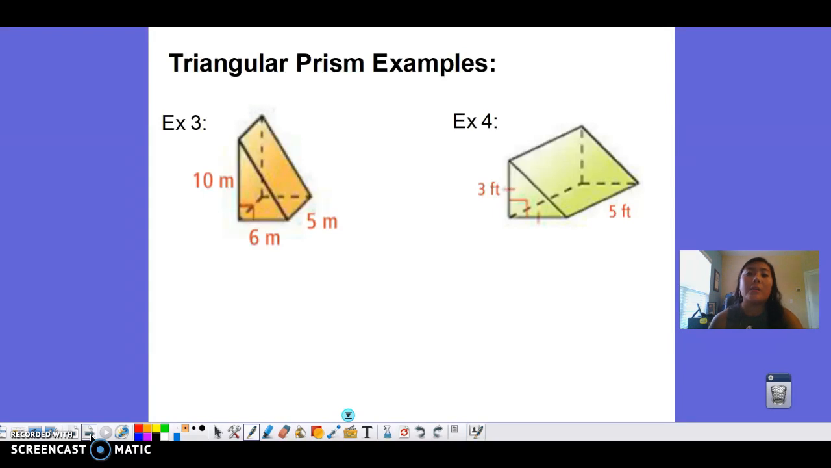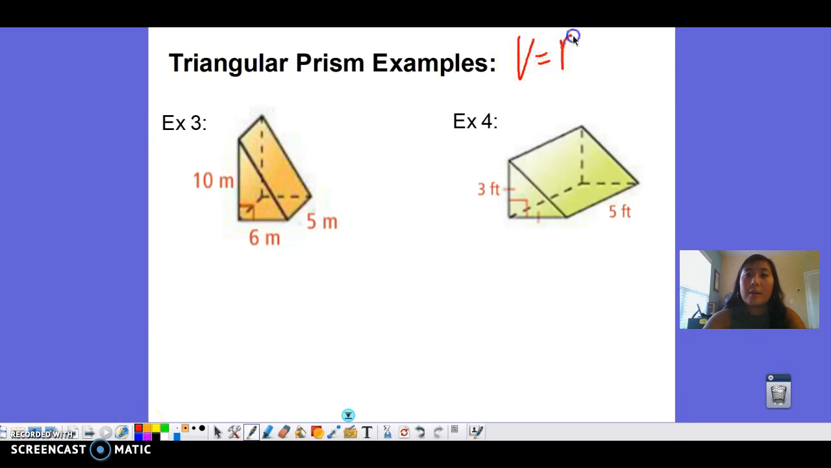All right, so here these are triangular prisms. So remember, we deal with triangular prisms and rectangular prisms, and those are the only two prisms that we deal with. We know it's a triangular prism because the two bases are triangles, and we are only going to be dealing with right triangles as usual. But remember, we're going to be doing volume this time.